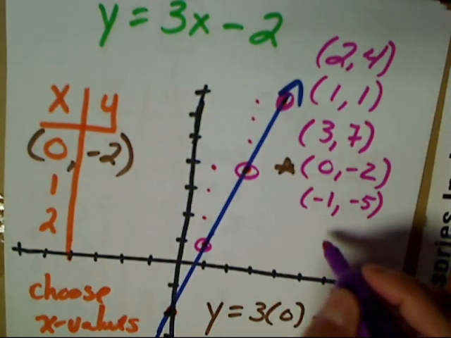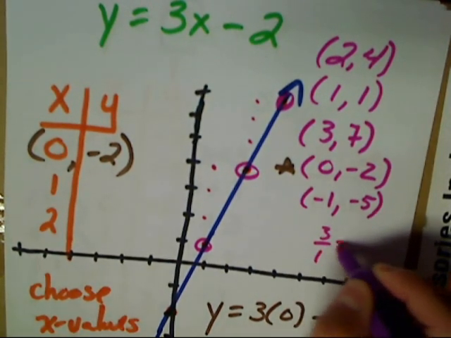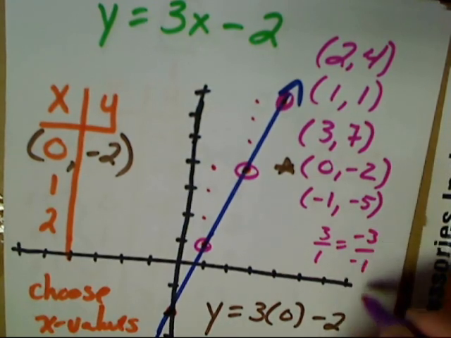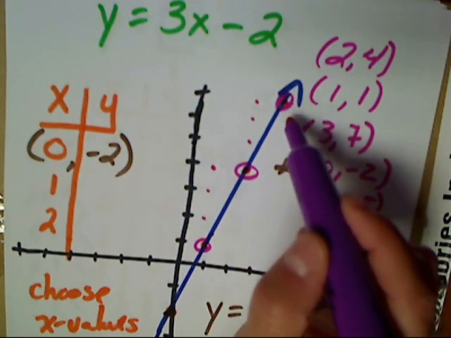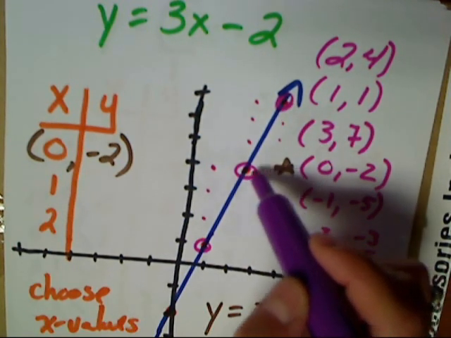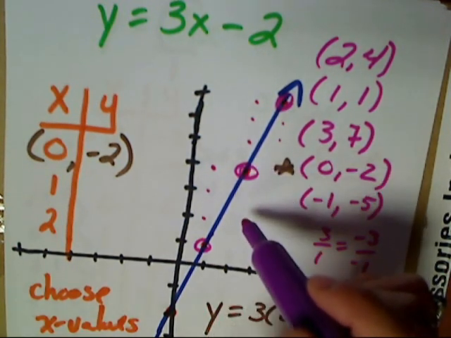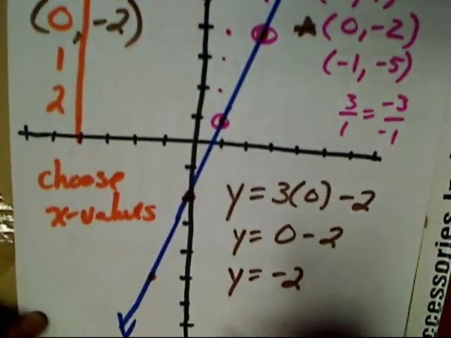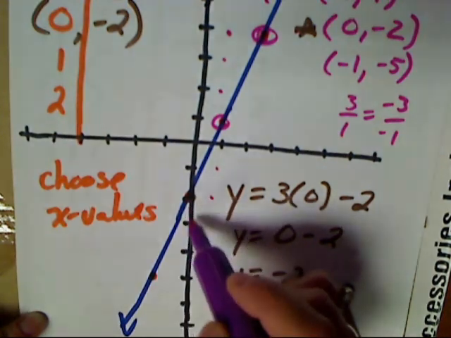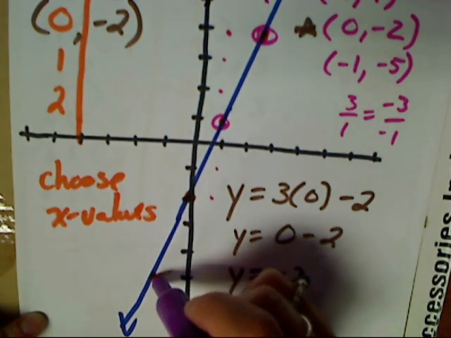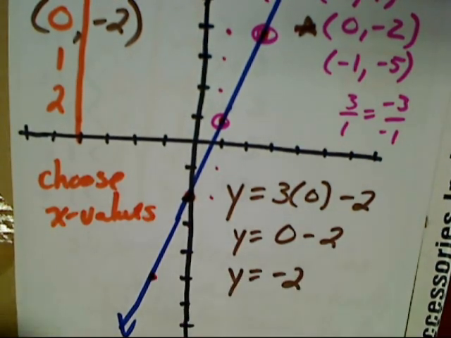Now you need to remember that a positive 3 over a positive 1 is the same thing as a negative 3 over a negative 1. So I could also go from this point down 1, 2, 3, and then back 1, and look, I'm still at that same point. Down 1, 2, 3, back 1. Every time I do that, I get to another point that's on my line. That ratio of 3 to 1 is the slope of the line.